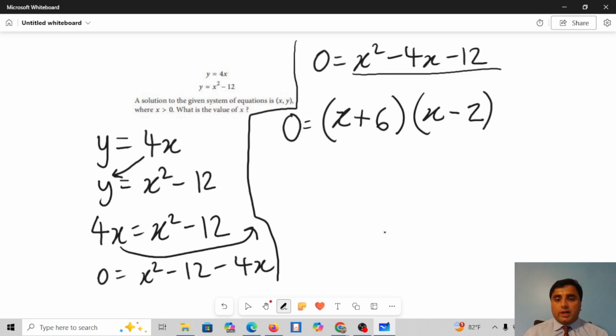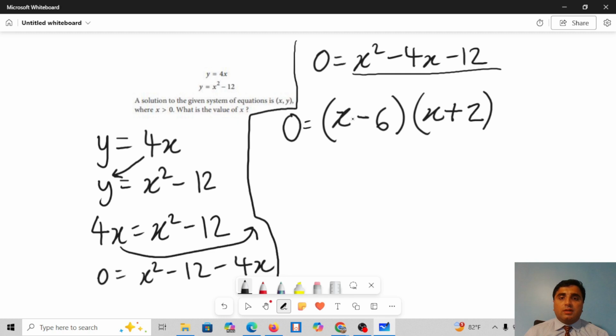Excuse me, I got this wrong. Let me start this over. Yes, the roots are indeed 6 and negative 2. However, for positive 6 we have to put a minus sign, x minus 6, and for negative 2, we have to put a plus sign, x plus 2.